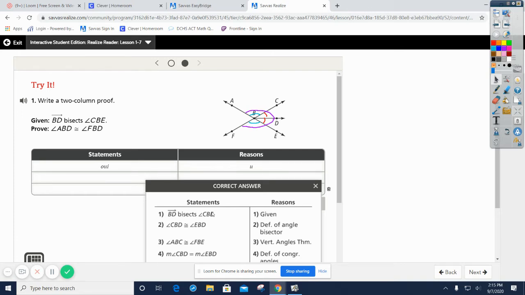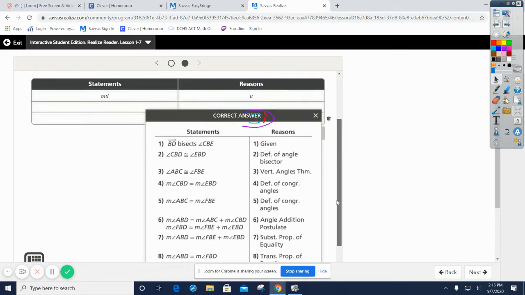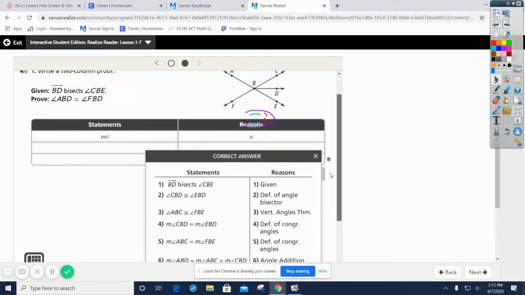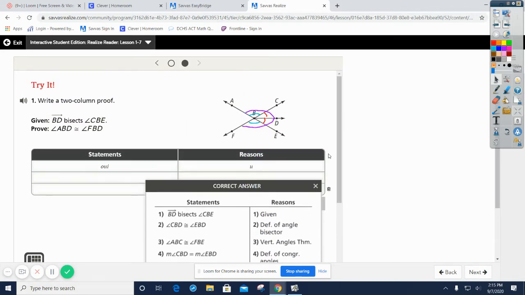Now, if you look down through here, it's quite a long answer, isn't it? But here's what they end up doing. They're going to tell you that these two blue angles are equal. Why? Because they're vertical angles. They're going to tell you that these two red angles are equal because this angle is bisected, and bisected means cut into two equal parts. And then they're going to say that this blue plus this red is equal to this blue plus this red, so it's equal to the whole thing. So how do they do that?